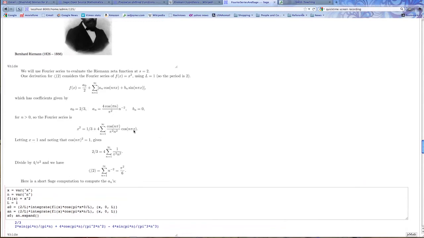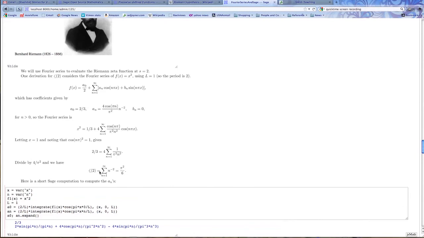When you take x equals 1, you've got cosine n pi here and cosine n pi here, so you have cosine n pi squared, that's 1. If you take x equals 1 here, you've got a 1 there and a 1/3 here. Put that over there, you get 2/3. So you've got this expression. Now divide by 4 and multiply by pi squared, and you get this.